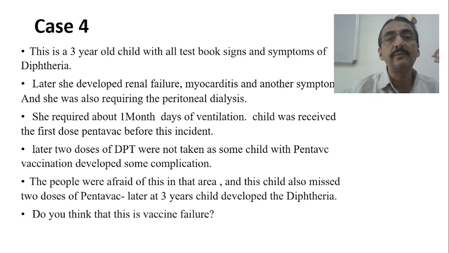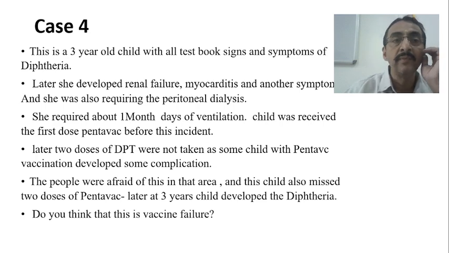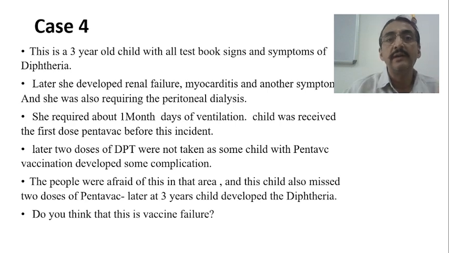This is a 3-year-old child. Presently this 3-year-old child has all the textbook symptoms of diphtheria. Of course, nowadays diphtheria is very rare, but it can still happen if you are not giving the DPT vaccine properly. So this whole case is about that only. A 3-year-old child with all the textbook signs and symptoms of diphtheria, a membrane formation and all those things.